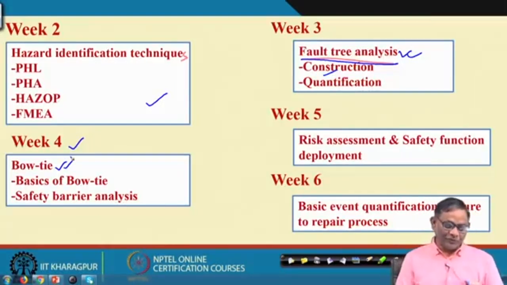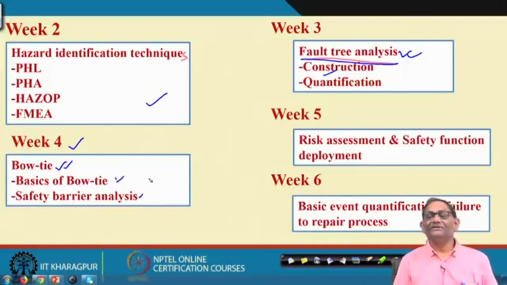So, we have discussed bow tie from the basic development point of view, as well as how we use it for safety barrier identification and analysis. So, the researchers should work in this particular area, particularly in the development and quantification of bow tie, and it is still an open research area.